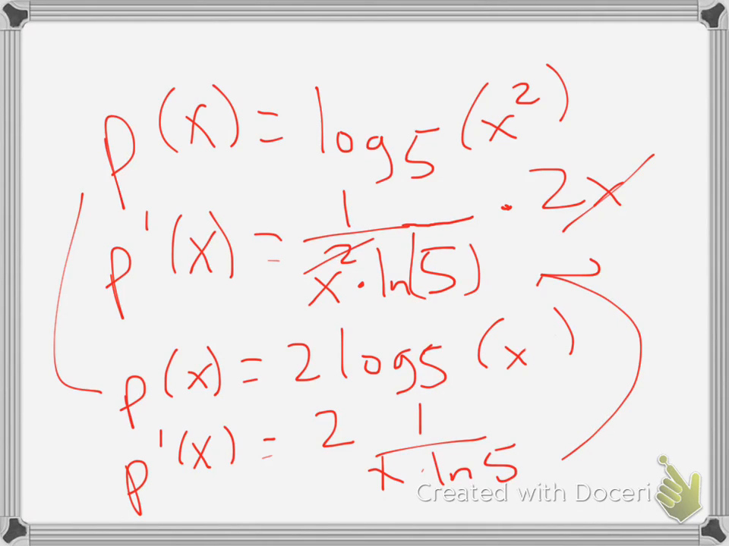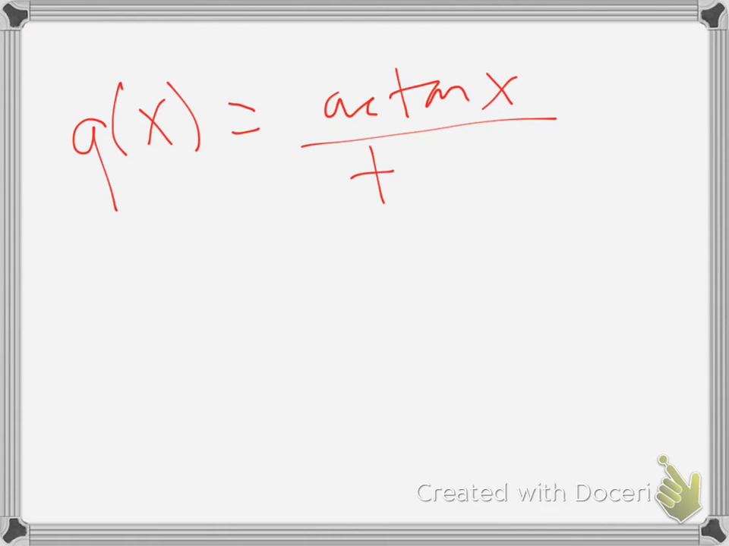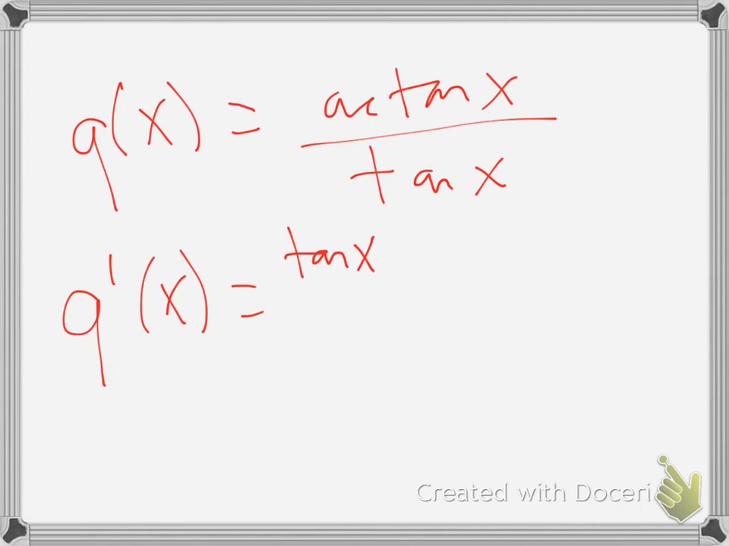Alright, so number 9, q of x equals arctan x over tangent x. So this is the first time we've had to use the quotient rule. I know it looks like something should cancel, but it doesn't. They're 2 different functions. So remember, this is low times d high minus high times d low.